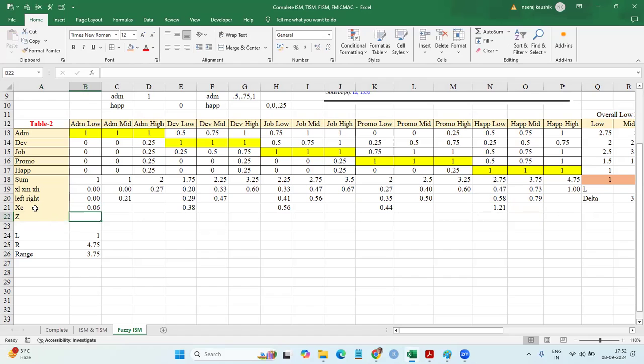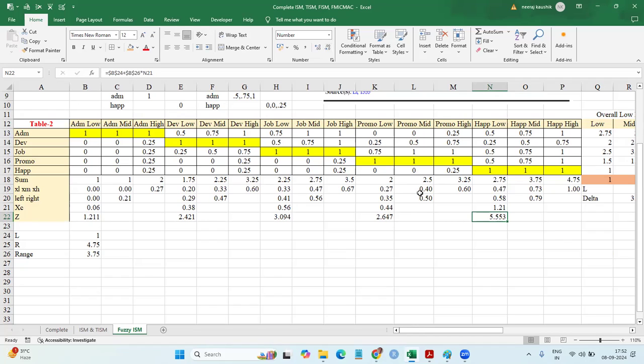From here we compute the Z value. How to compute the Z value? The formula is low overall plus range, this is common, multiplied by the XC value. And now these values will become the driving power. This is the driving power, and paste it here. This one, please cross check.